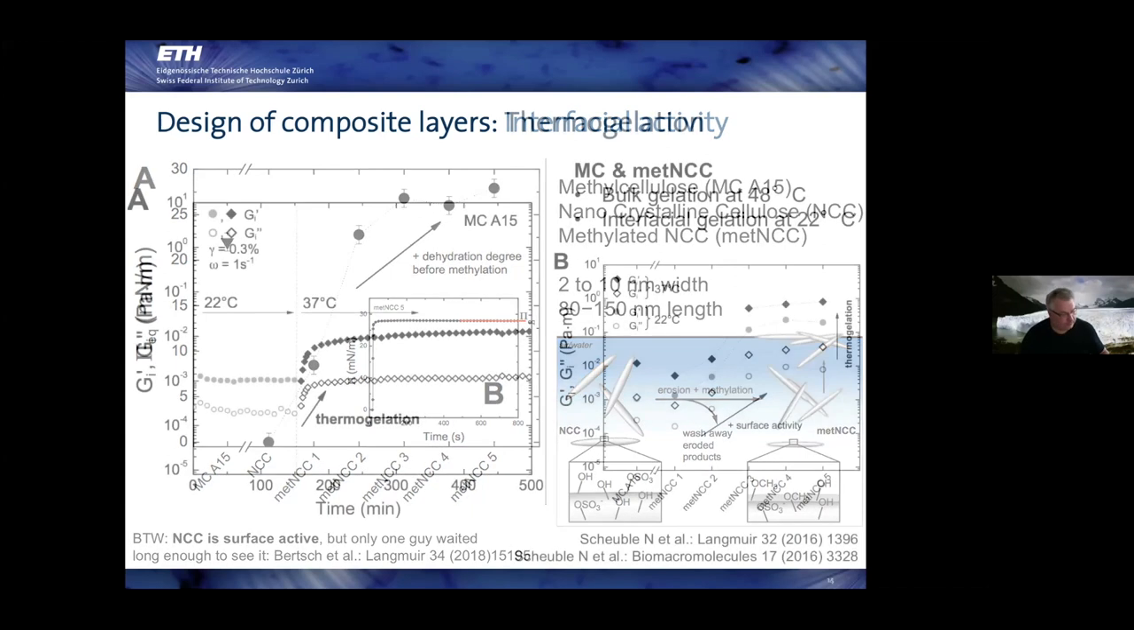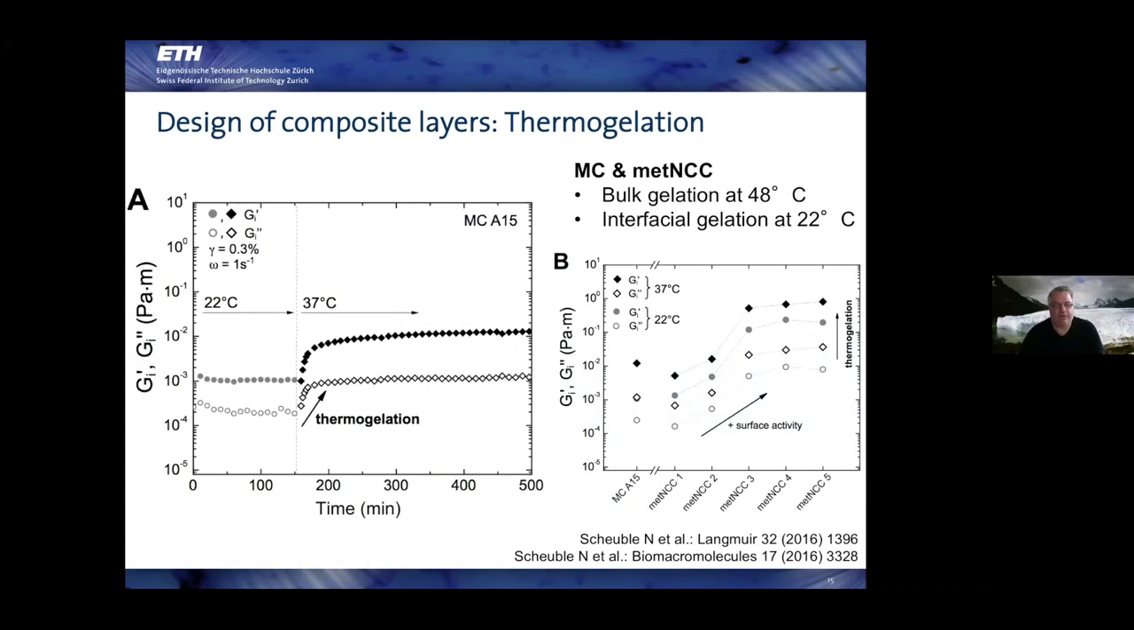What is also important to see, a benefit for us, is that these methylated celluloses do a thermogelation normally in bulk at around 50 degrees Celsius. At interfaces, it's far lower, 22 degrees. And what we see here is that when we increase the temperature, G prime and G double prime are also increasing. So here we have a thermogelation that actually also helps us to stabilize the emulsion with a layer of cellulose around.